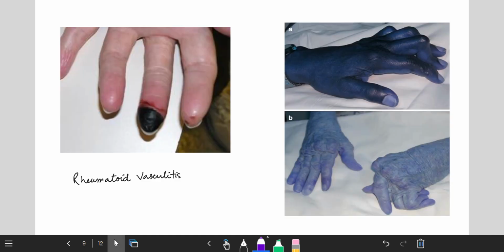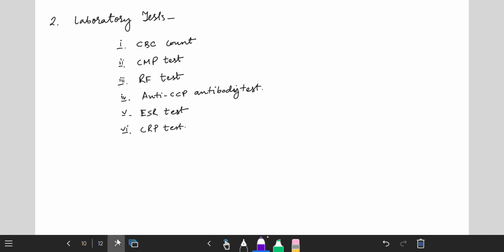The third picture represents rheumatoid vasculitis. What do you understand by vasculitis? When your blood vessels get damaged and there is blockage of oxygen supply, it looks like this. This picture represents the early stage and this picture represents the later stage. Now, what are the laboratory tests? These are the common laboratory tests which are performed.